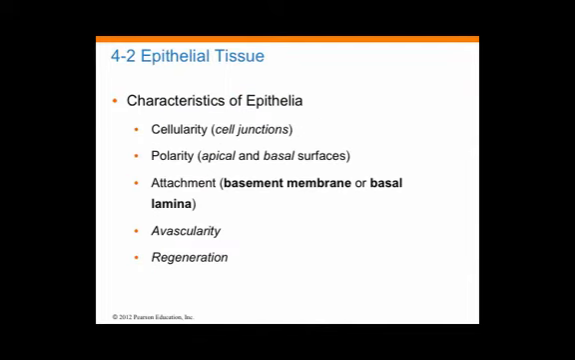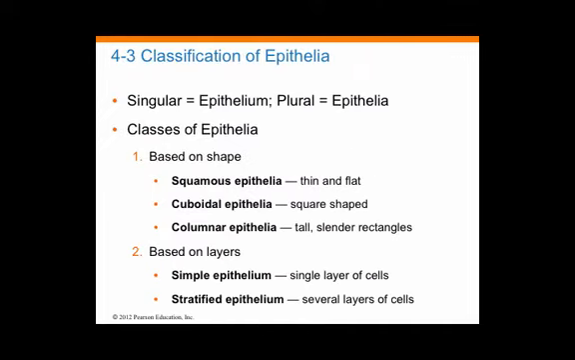Epithelial tissue has specific characteristics such as cellularity, where cells are hooked together, and polarity, where each cell has a top and a bottom. Epithelial tissue has attachment to the basement membrane, is avascular because it has no blood vessels, and is able to regenerate or produce more cells. Epithelial tissue is classified based on the shape of the cells and the number of layers of cells.